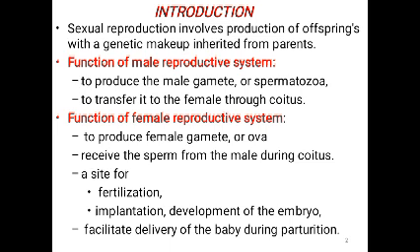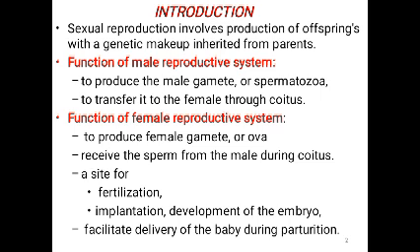Sexual reproduction involves production of offspring with a genetic makeup inherited from parents. Function of the male reproductive system: to produce the male gamete, or spermatozoa, and to transfer it to the female through coitus.